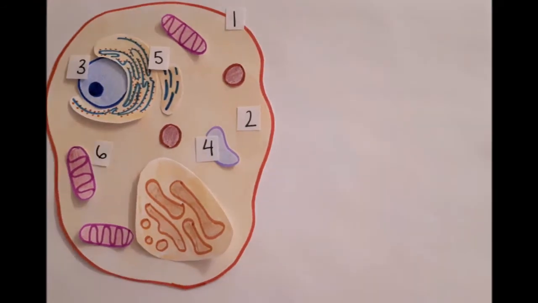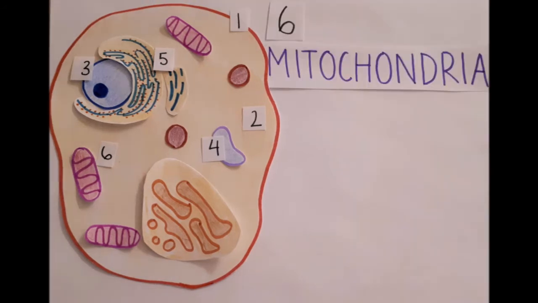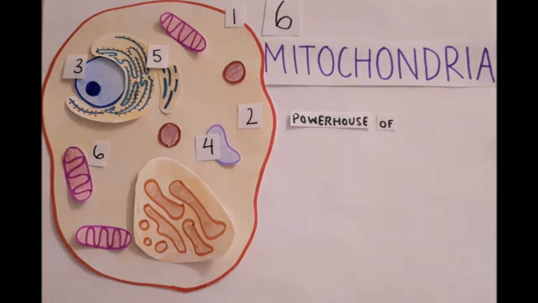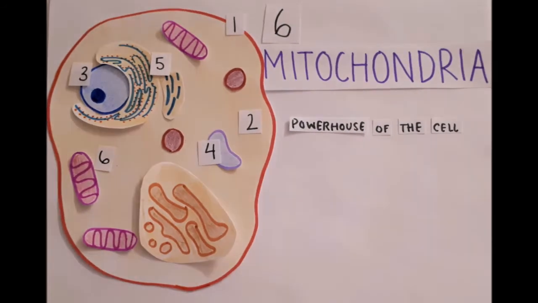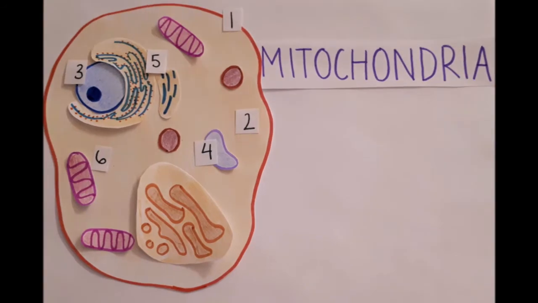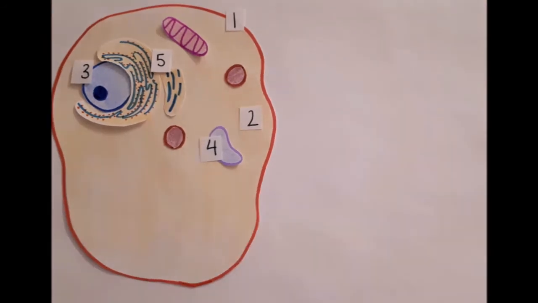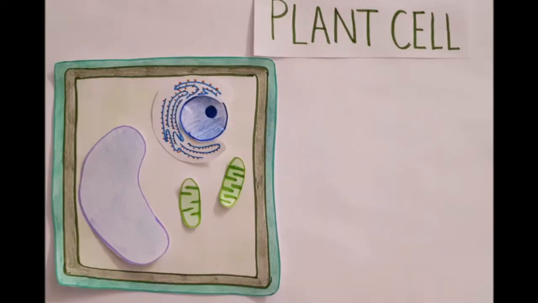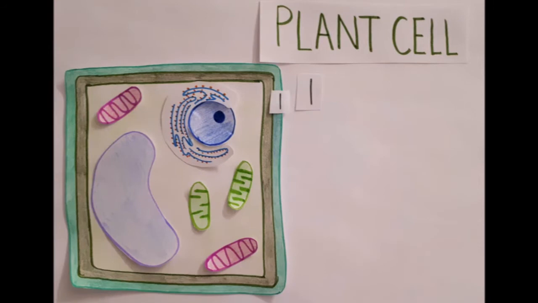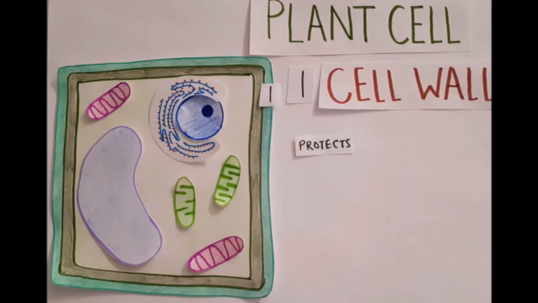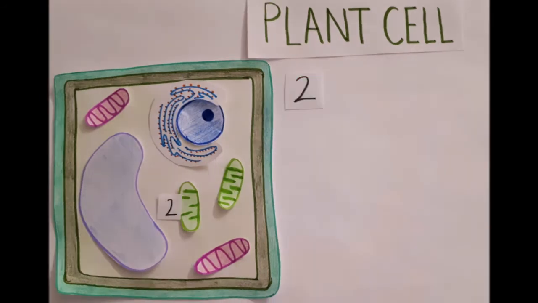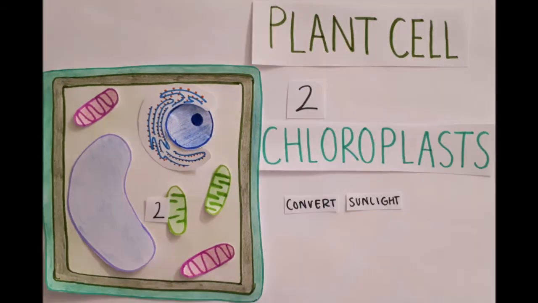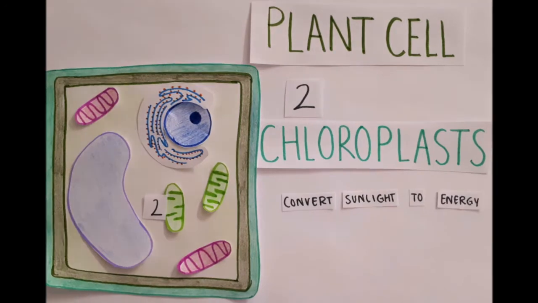The mitochondria is the next structure we are looking at, and it is known as the powerhouse of the cell because it provides the cell with the energy that it needs to carry out the processes. There are also an additional 2 structures that are particular to plant cells. The first is the cell wall, which actually protects the entire plant cells and provides the structure for the outer portion. The second are the chloroplasts, which are used to convert sunlight to energy that are used for the cell processes.